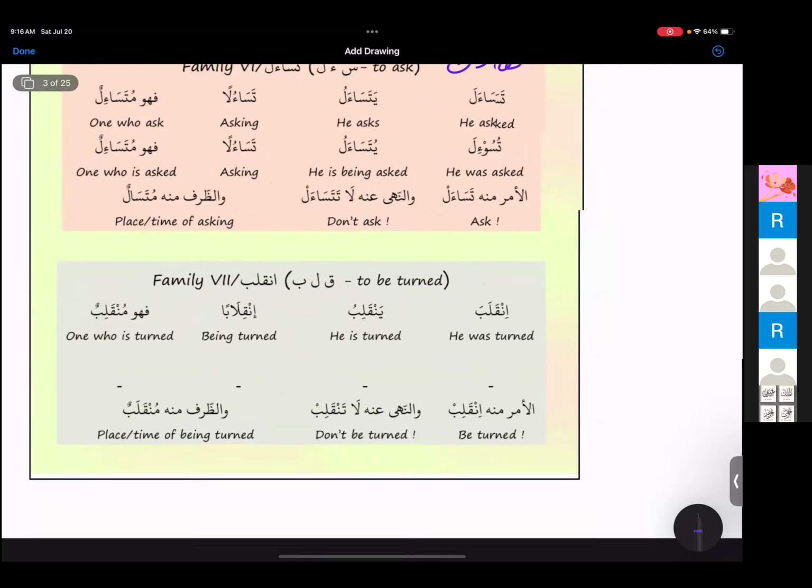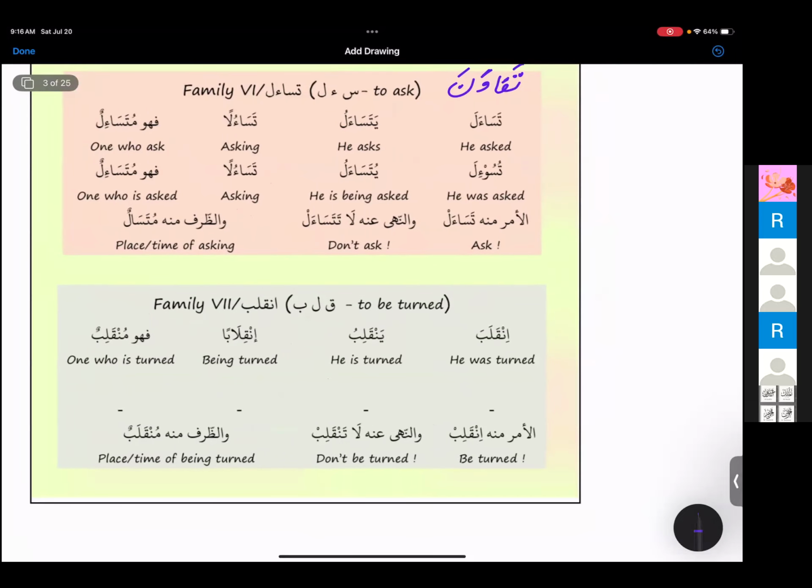Then we have family 7, inqalaba. So what is the marker here?